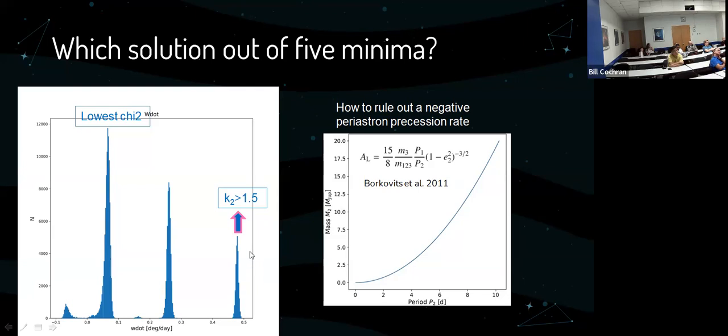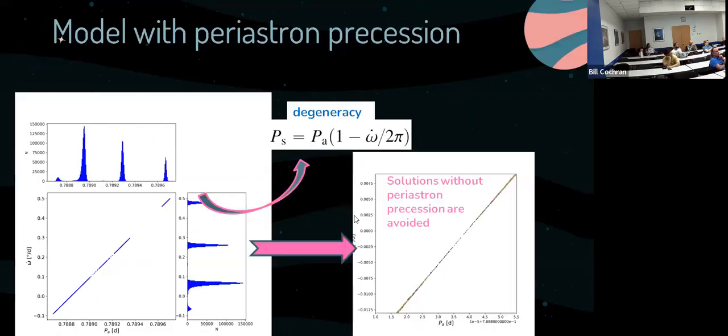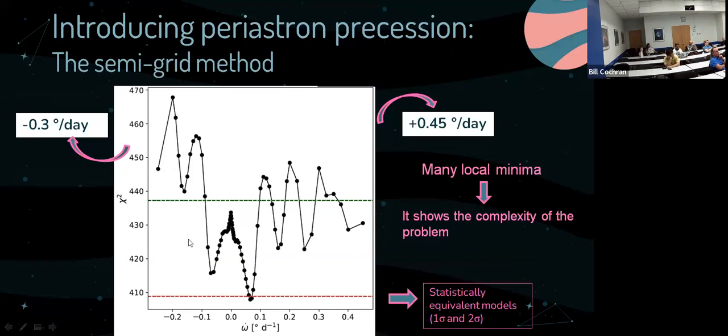This solution here, for people online who cannot see it, is the highest solution of omega dot. Deriving the Love number from it would give a Love number higher than 1.5, which means this is unphysical. The highest limit is k2 equal to 1.5, which is a homogeneous body. Basically we discarded these other two positive solutions because the chi-square was really high, and also the negative solution. You can see here is 0, and here is the negative solution, this point here.